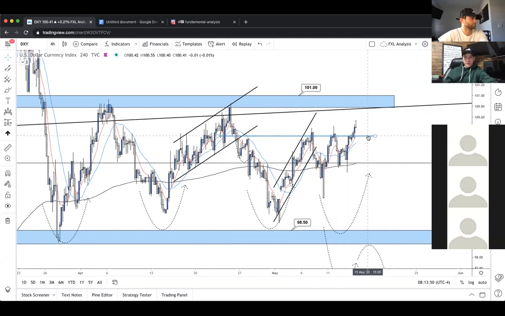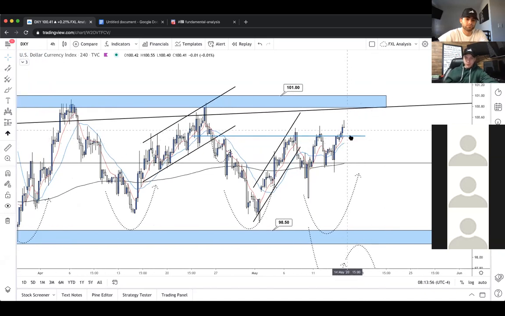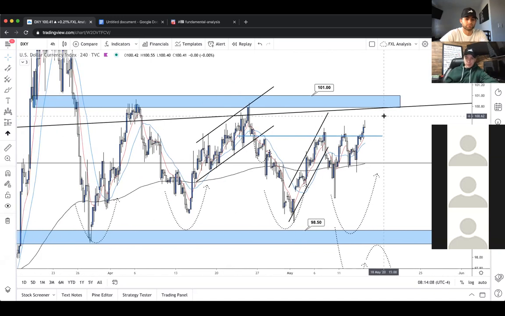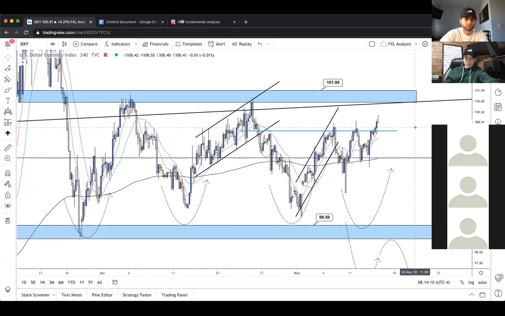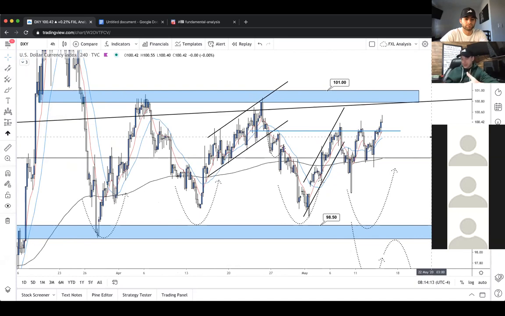Now that we're above this minor resistance level around 100.25, we're just looking for maybe some lower time frame retest of this area. We're just looking for good structure formation on lower time frames all the way up until this 101 handle. So I'm still bullish on the dollar. We still got a little bit of room to move, which is good because, when I get over to these other charts, you'll see how much movement has already taken place based on this. Which is a very good sign, right?